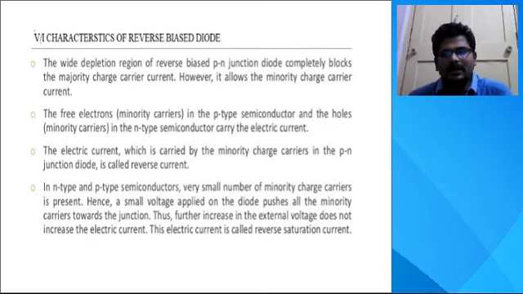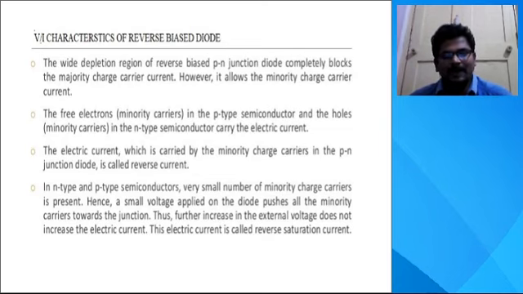So it means that in P-type semiconductor, the reverse saturation current is due to the electrons, and in N-type semiconductor, the reverse saturation current is due to the holes, because in P-type semiconductor, electrons are the minority carriers. In N-type semiconductor, the holes are the minority carriers. The electric current which is carried by the minority charge carriers in the PN junction diode is called the reverse current.